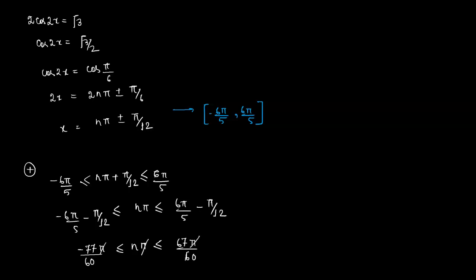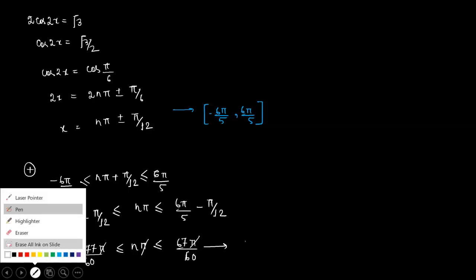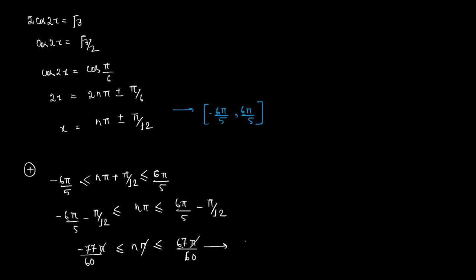So we can see here n can have three values, as there will be three values for n, which will be minus 1, 0, 1. Okay, so let us check for the negative sign.